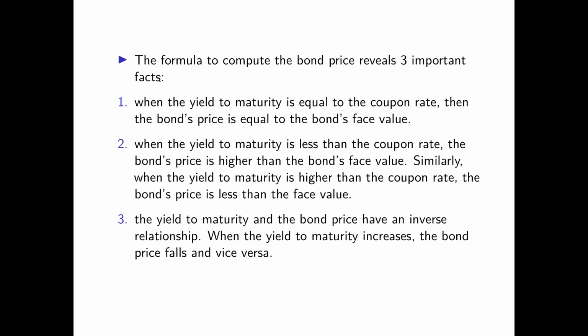So this is a sort of summary of what we just said about the relationship between the face value and the present value, given that the coupon rate is higher, lower, or equal to the yield to maturity. When the yield to maturity is equal to the coupon rate, the bond's price is equal to the face value. When the yield to maturity is less than the coupon rate, the bond price is higher than the face value. In the same way, when the yield to maturity is higher than the coupon rate, the bond price is less than the face value.